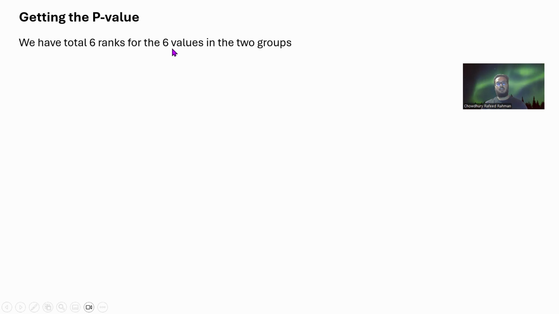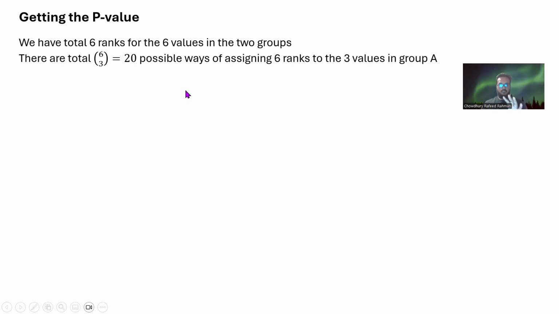Now, obviously, if we had 1000 values per group, then there would be 2000 values combined in the two groups. And for the 2000 values, we could assign 2000 ranks in total, starting from 1 to 2000, right? Now, this is where things get interesting. Let's talk about group A. In group A, there are 3 values, and you have a total of 6 ranks. Very important to understand. Now there are several possible ways of assigning the 6 ranks to the 3 values in group A.